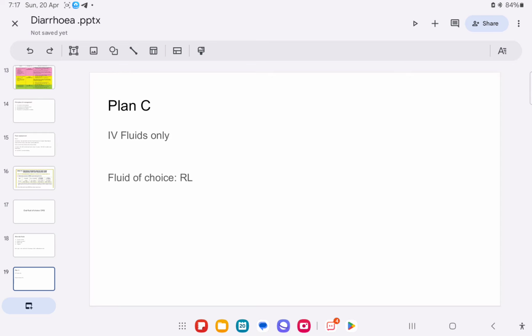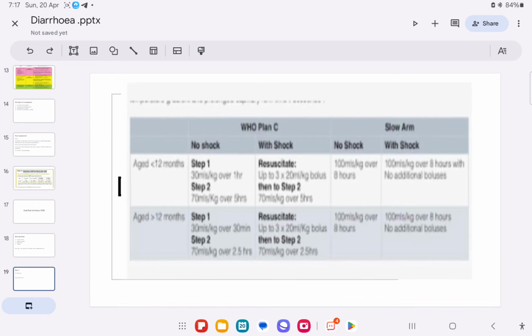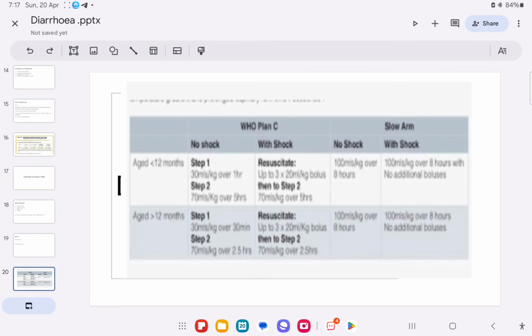Plan C is when plan A and plan B both fail. So in plan C, you give IV fluids only, and the fluid of choice is Ringer's lactate. This is the WHO plan C. Just remember one crutch. It's a long table, but I will make it easier. Remember 30 and 70: 30 ml per kg and 70 ml per kg. You will correct the fluid by 100 ml per kg, but it is divided into 30 ml per kg and 70 ml per kg. 30 ml per kg as the bolus and 70 ml per kg as maintenance.